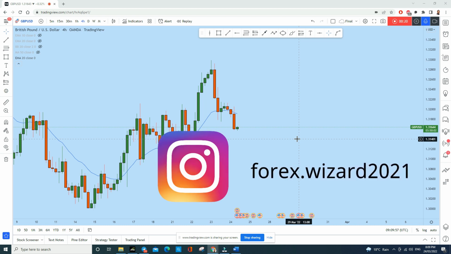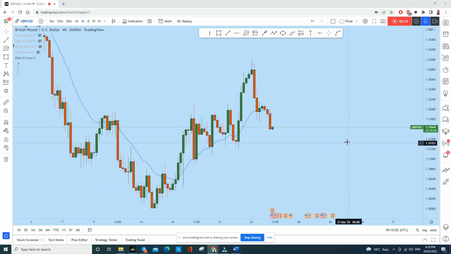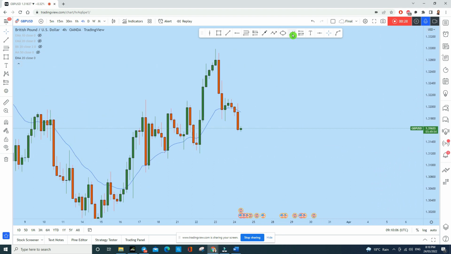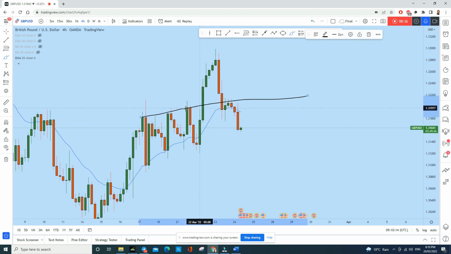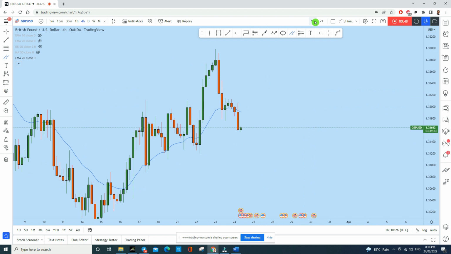With that being said, let's begin our analysis for British pound US dollar. As I mentioned yesterday when the price was here, what did I say? That if British pound US dollar breaks this level of resistance, that means it will act as a support, then it could be a false breakout and we might see British pound US dollar dropping down. Now this is the 4 hour time frame.